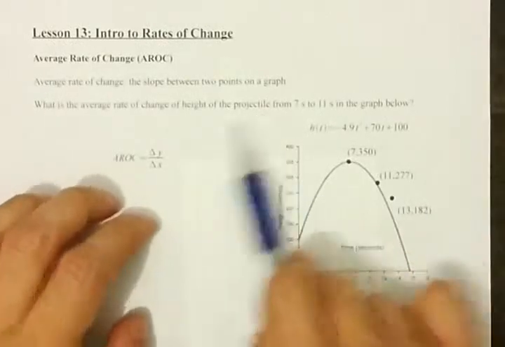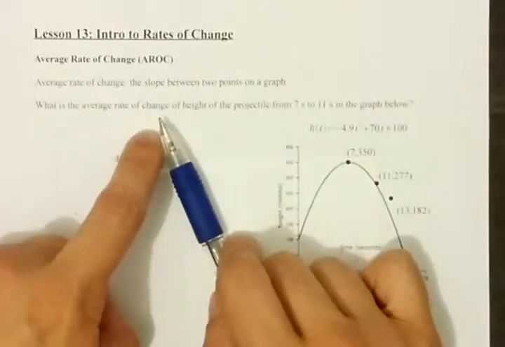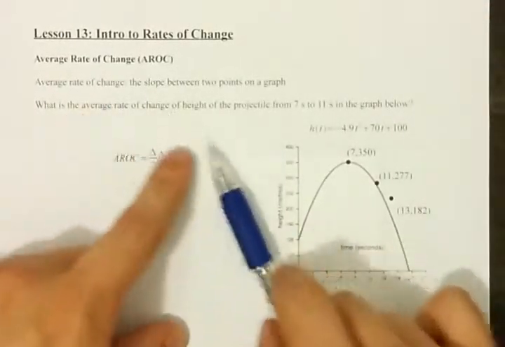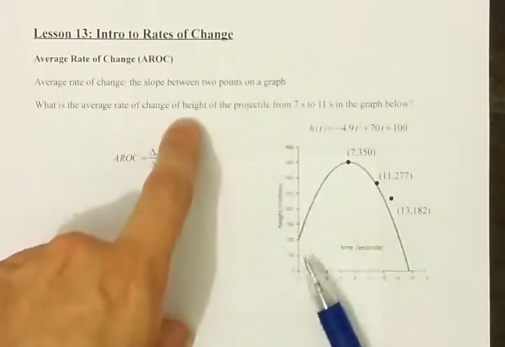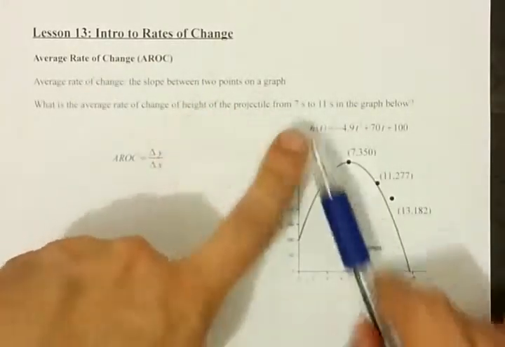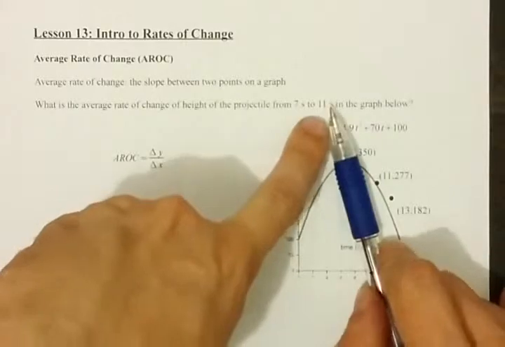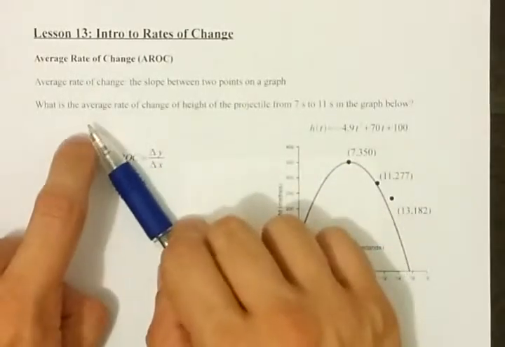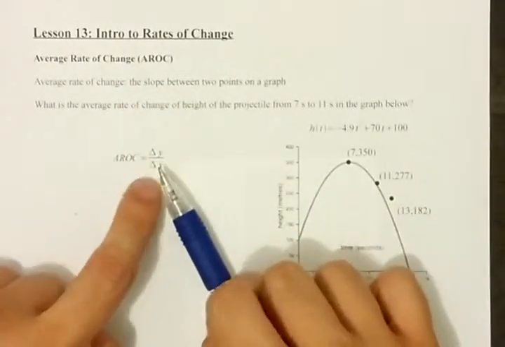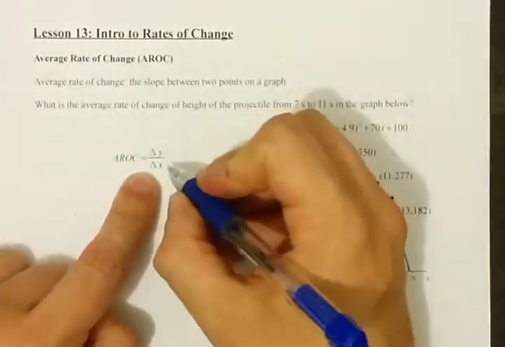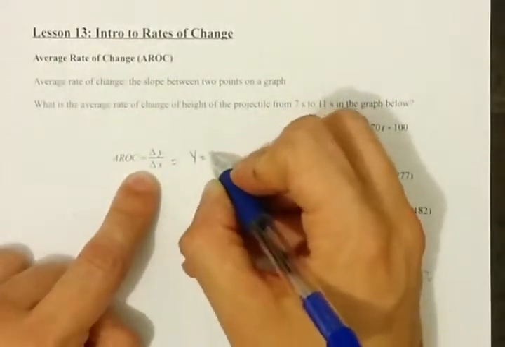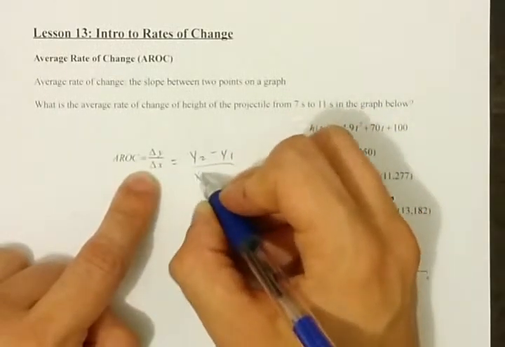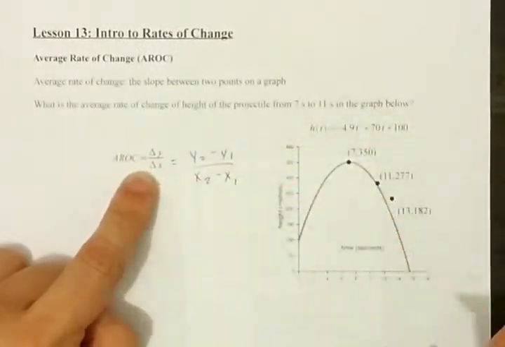Here's my example. What is the average rate of change, i.e. the slope, of this projectile from 7 seconds to 11 seconds in the graph below? To find the average rate of change, all you need to do is find the slope. Your formula for slope, if you remember it, is y2 minus y1 over x2 minus x1.